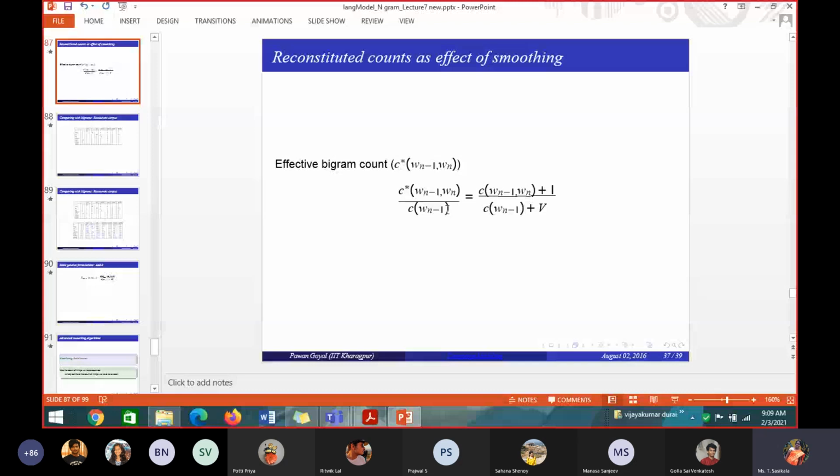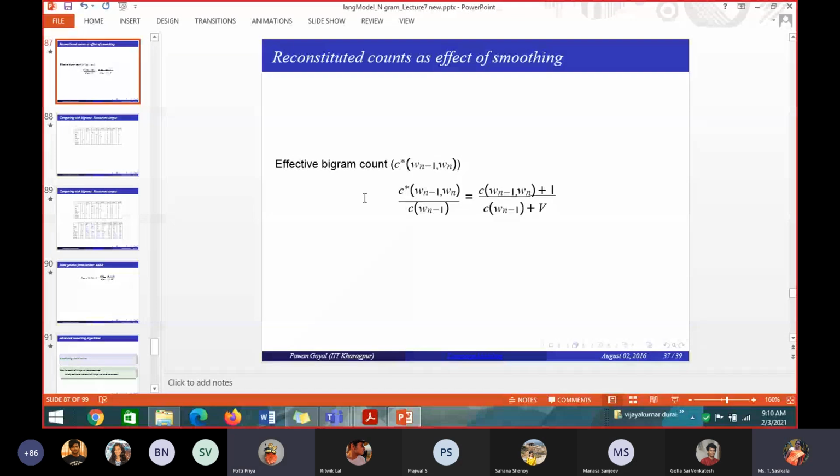So here, this is the value I am getting, 2 by 7 by 14. So C star, the effective bigram count C star Wn comma Wn minus 1 comma Wn, divided by 7 is equal to this. So we have to multiply the 7 to that side. You will be getting the C star effective bigram count.